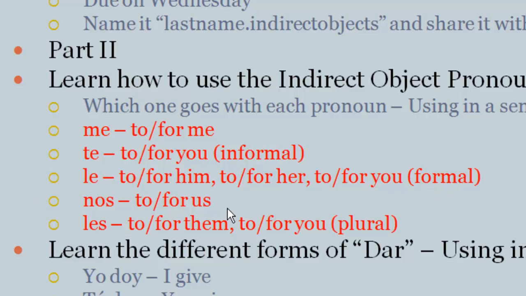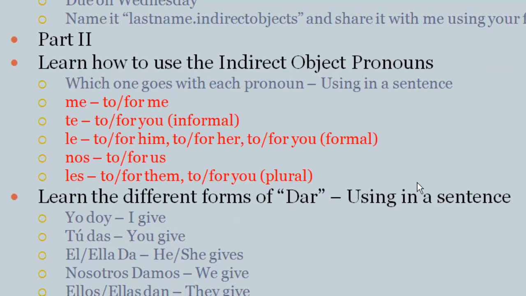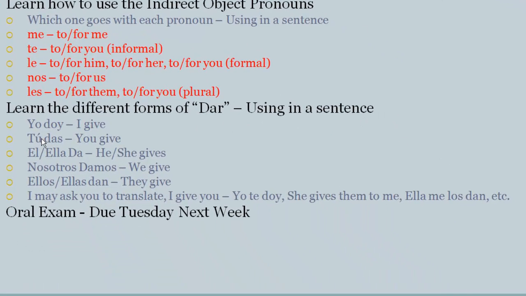And also learn how to use the verb dar, which is to give. How would you use it in a sentence? Yo doy, tú das, él da, ella da, nosotros damos, ellos dan, ellas dan. So I might ask you to translate. For example, how do you say I give you? Yo te doy. She gives them to me, ella me los da, etc.